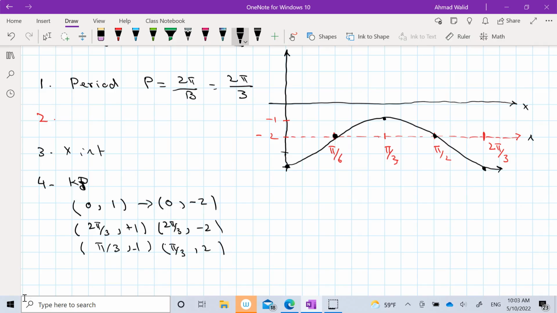I'll stop the lecture here. And next lecture, I'll do the phase shift for you. Then we will be done with the graph of sine and cosine. And we will start talking about tangent and cotangent. See you all in part 3 of this lecture.